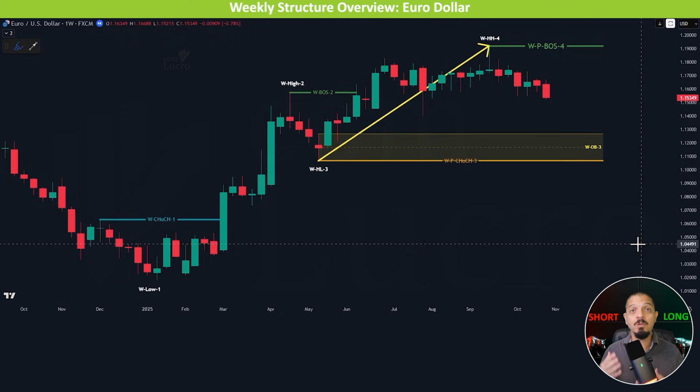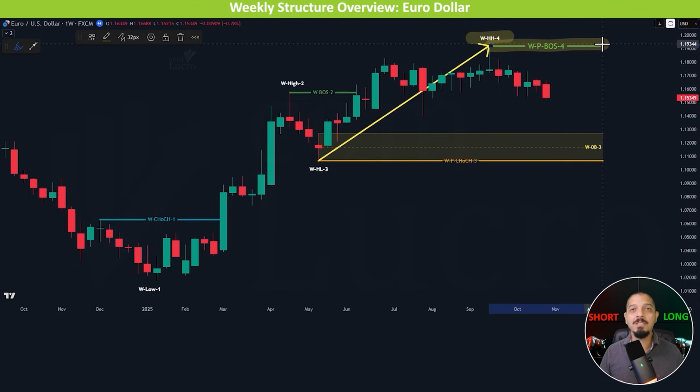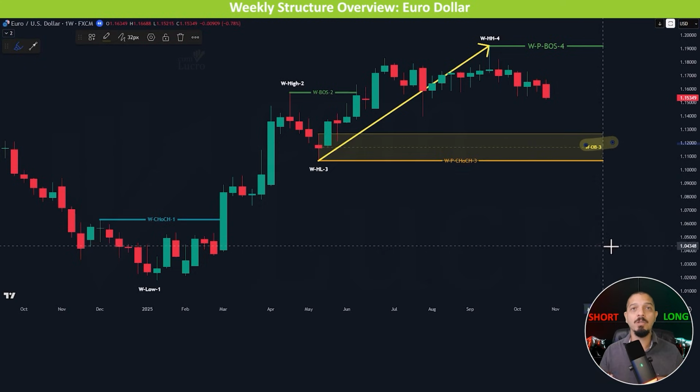At the top of this push, we have the weekly higher high number 4, together with the weekly possible break of structure number 4, which signals a possible structural shift, but still requires confirmation. The chart also highlights the weekly order block number 3, the zone that originated the main bullish displacement, and remains an important reference point for deeper retracements.